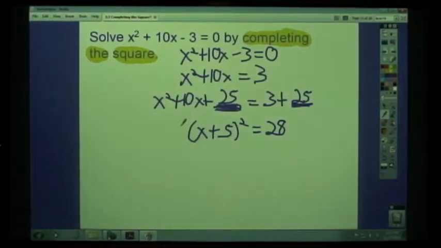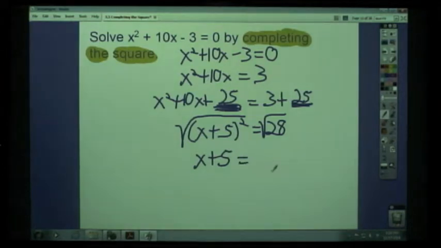So now what I can do is solve this by taking the square root on both sides. That gives me x plus 5 equals plus or minus the square root of 28. Now, I'm going to go kind of quick through some of these when I'm dealing with the square root. You might need to pause the video every once in a while and rewind it to hear me say what's happening. 28 is 4 times 7. So I'm going to take the square root of 4 and get 2 and leave the 7 on the inside. Remember, 4 times 7, take the square root of 4, leave the 7.